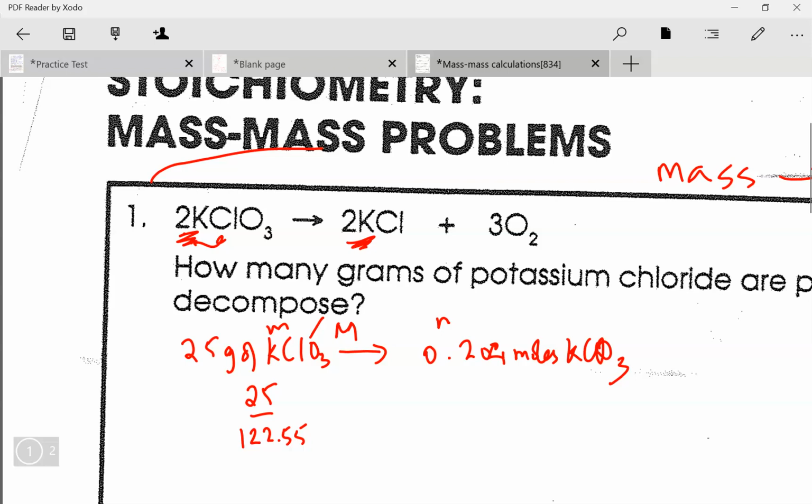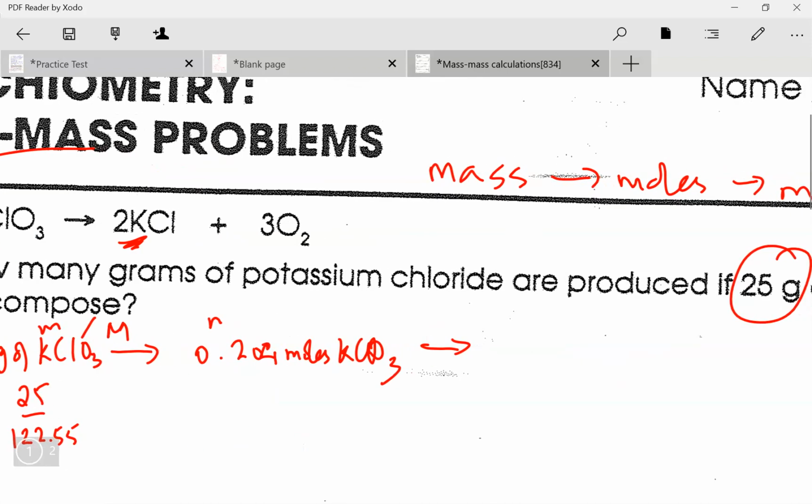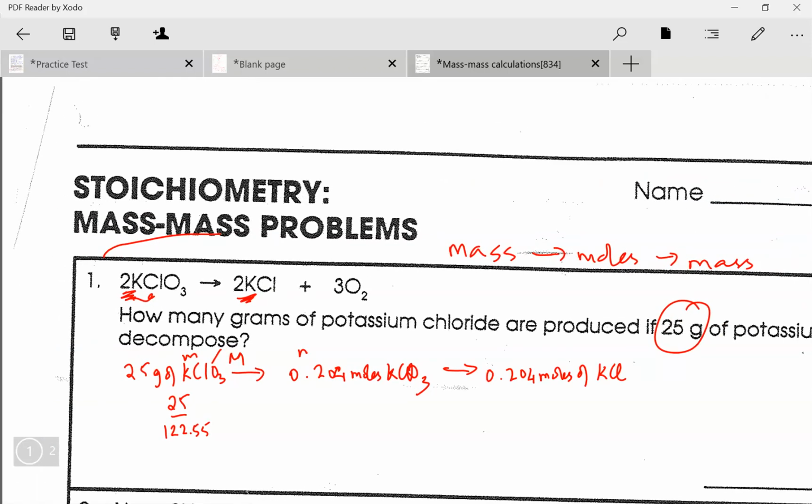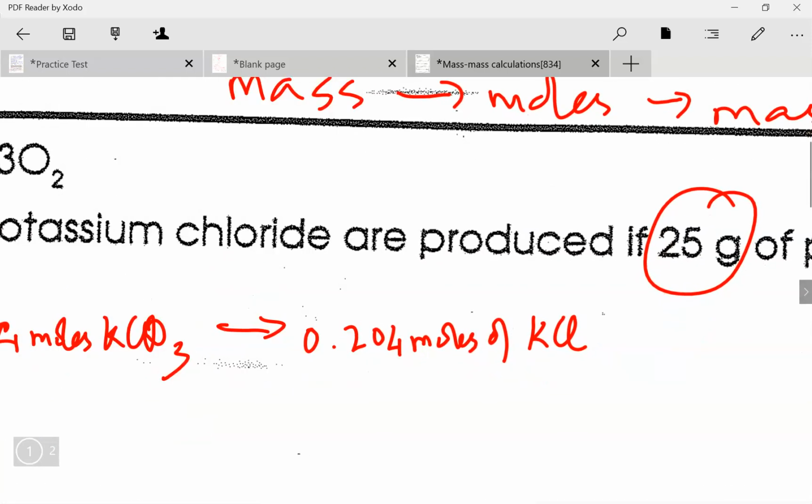Now I know that 2 moles of KClO3 give me 2 moles of KCl. So 0.204 moles of KClO3 give me the same number of moles of KCl. Right? And now that I've gone to the moles, I've done my stoichiometry in the mole step. I'm going back to mass. So I need my mass of KCl, which is 74.